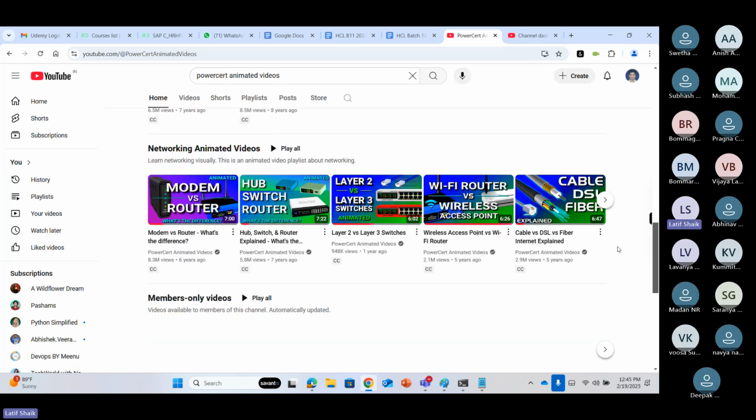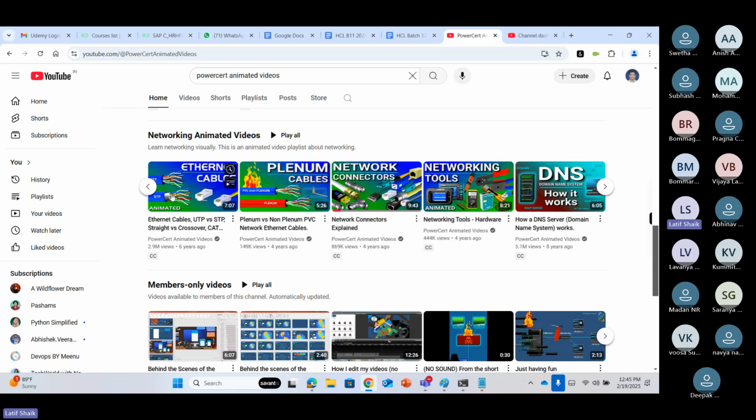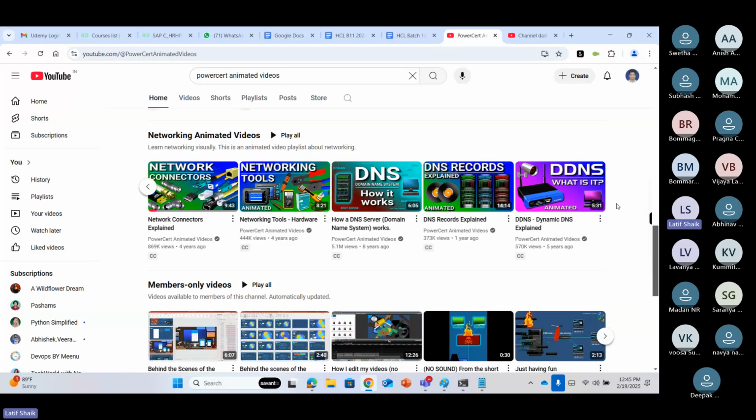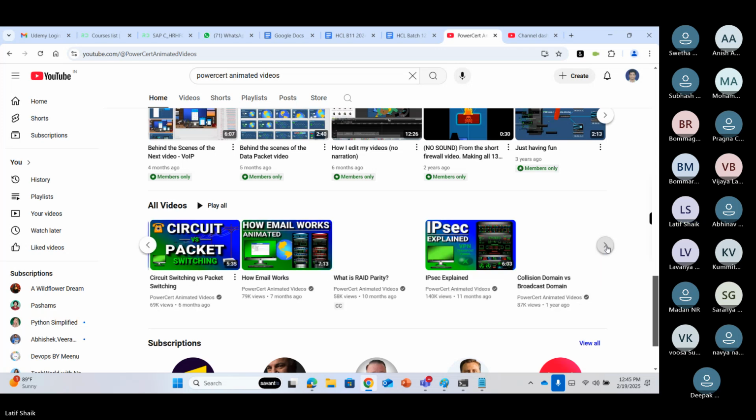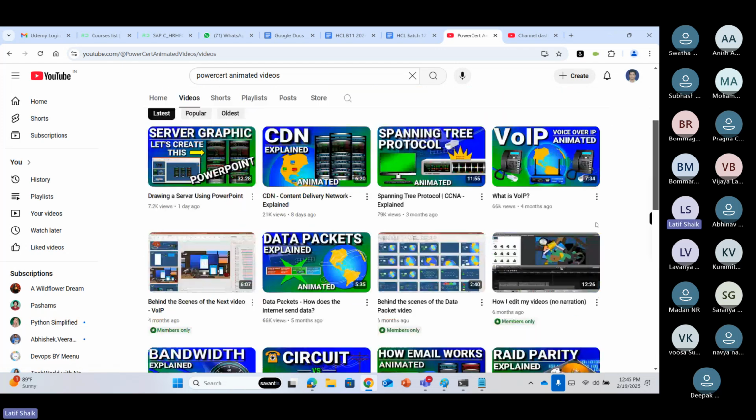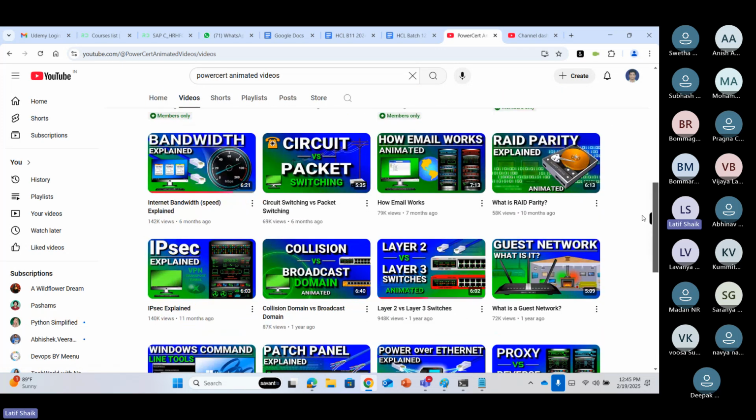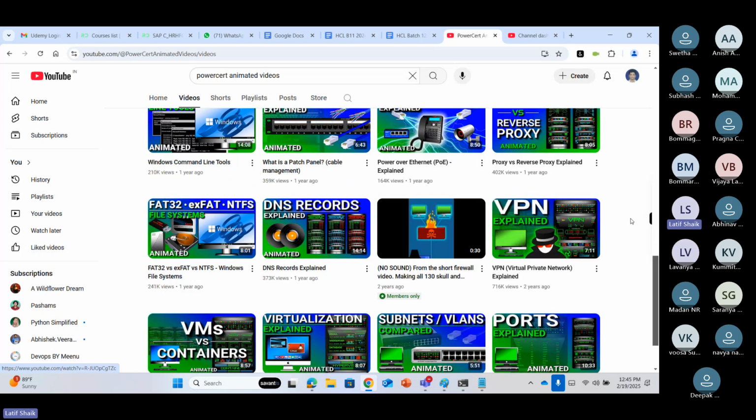See, modem and router differences, switch, hub, router differences, Wi-Fi router and wireless access point differences, layer 2 and layer 3 switches, cables, Ethernet cables, network connections, DNS. Different things are available. You can even find out about firewalls. Firewall, IPS, IDS, proxy, reverse proxy you can find. What is VPN you can find here.